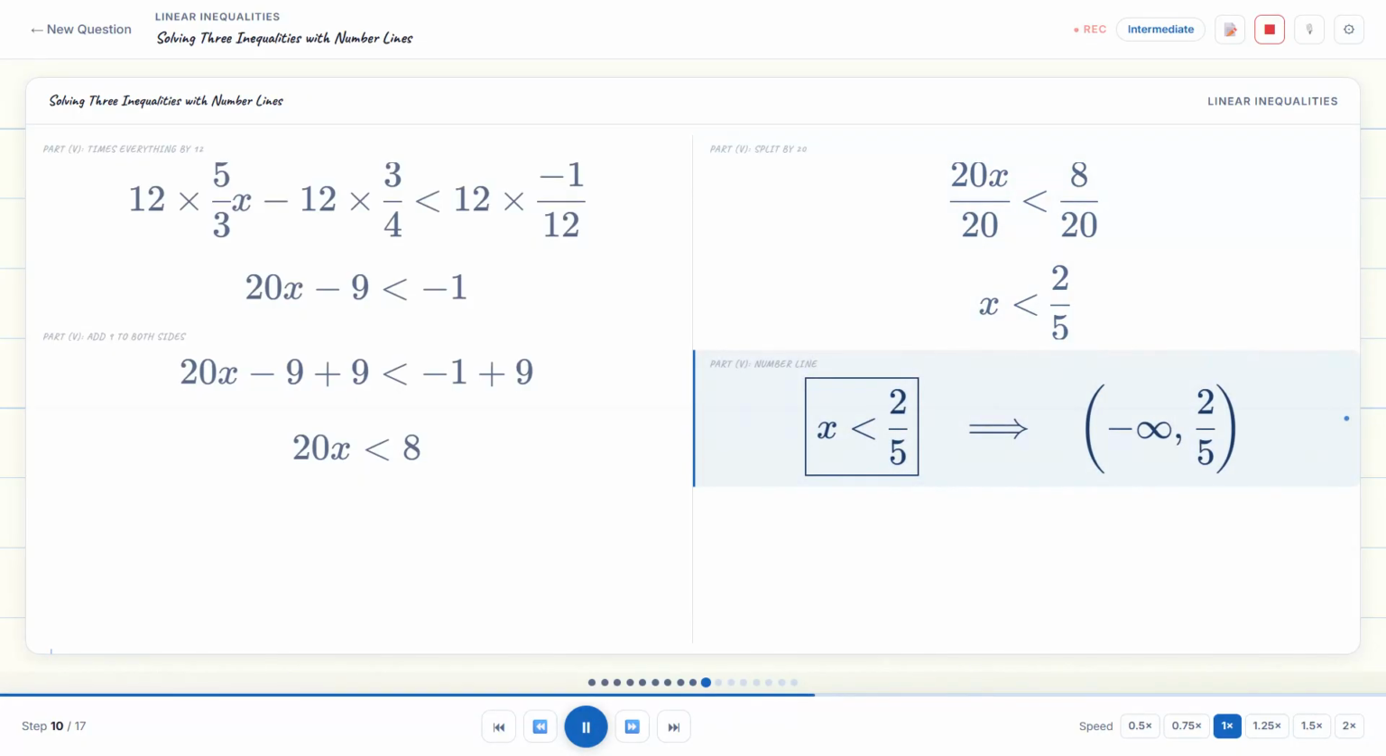On the number line, we draw an open circle at 2/5 because x cannot actually be equal to 2/5. Then we shade everything going to the left, because x is less than 2/5.